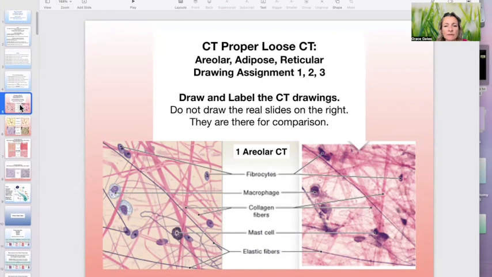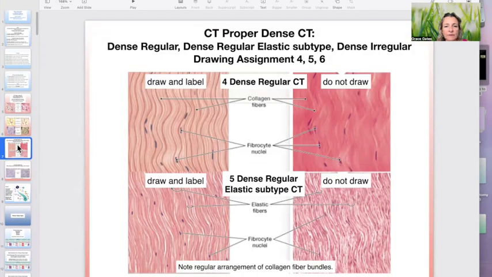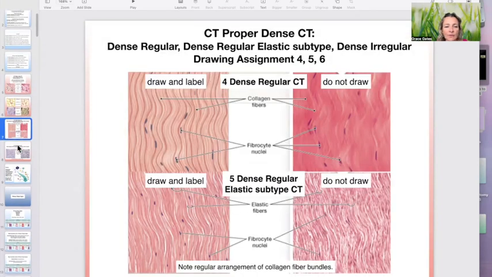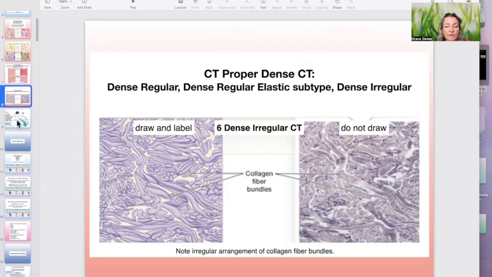Here's your drawing assignment. 1, 2, 3 types of connective tissue, and then another 4, 5, 6 types of connective tissue, which we're going to learn about.